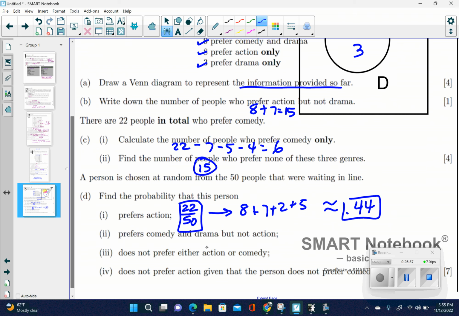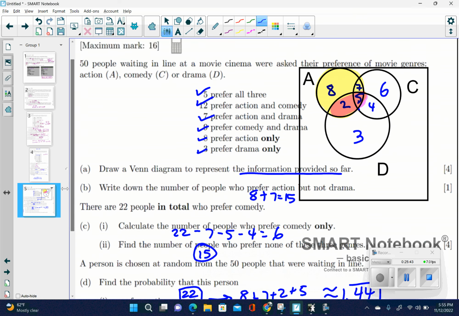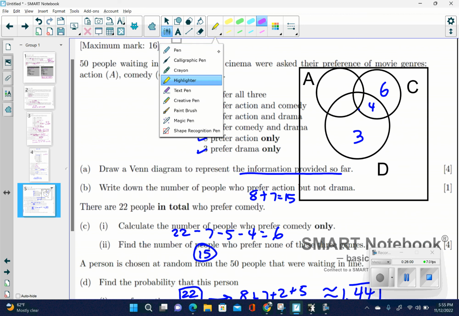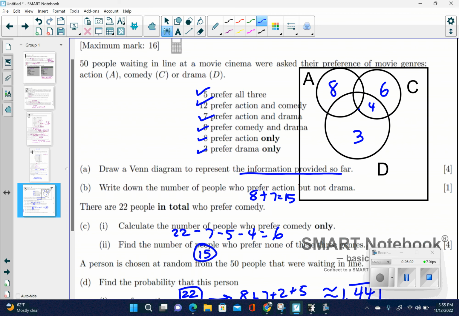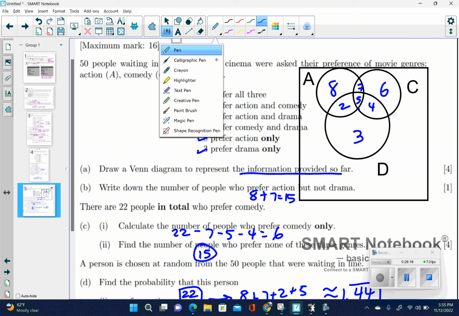Prefers comedy and drama, but not action. I always find it useful to fill things out using colors. Just to refresh our memory, we had an 8 here, a 7 here, a 5 here, and a 2, because 5 plus 2. So, prefer comedy and drama, but not action.